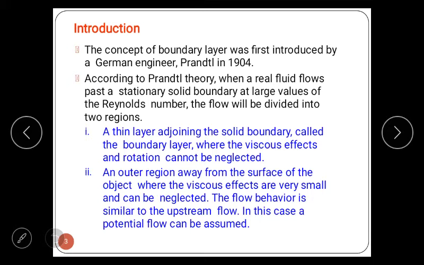The concept of boundary layer was first introduced by a German engineer, Prandtl, in 1904. Now according to Prandtl theory, we know that there are real fluids and an imaginary fluid, that is the ideal fluid. But an ideal fluid does not exist, hence all fluids are real, and for our understanding or as a reference fluid, water is treated as the ideal fluid.